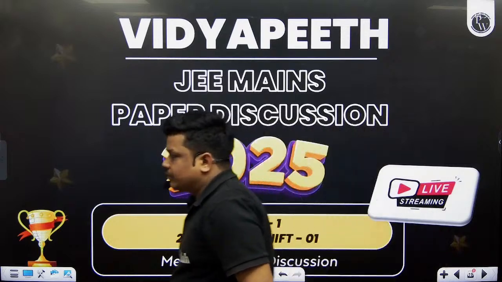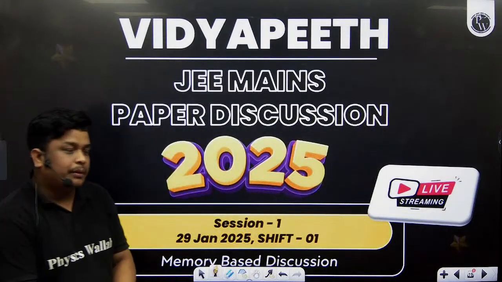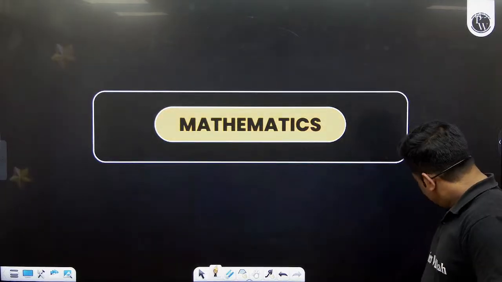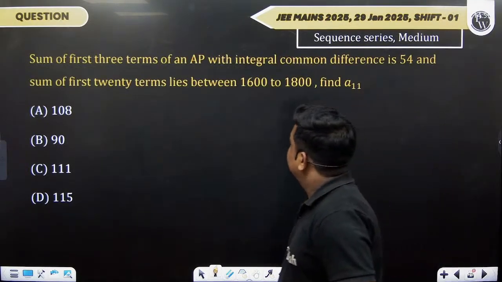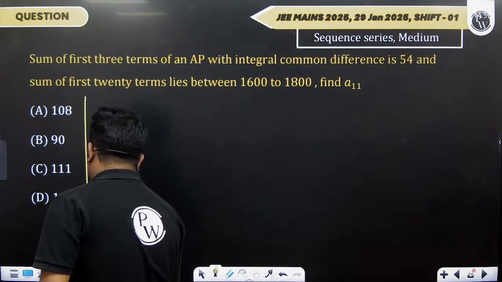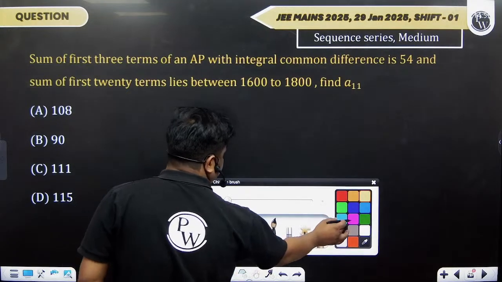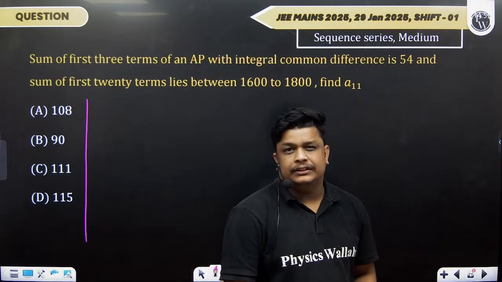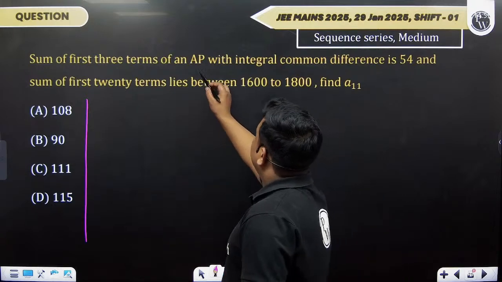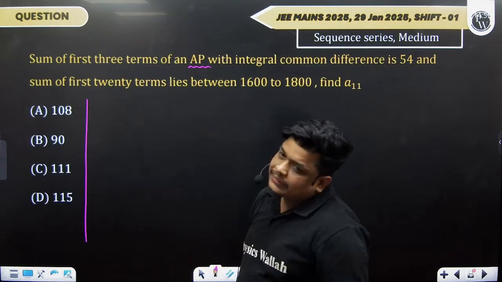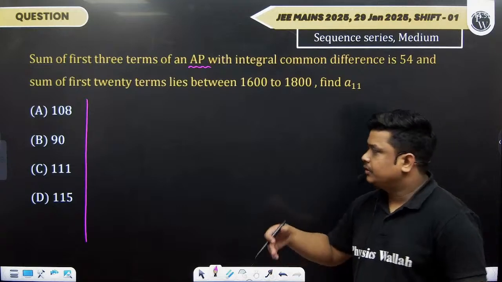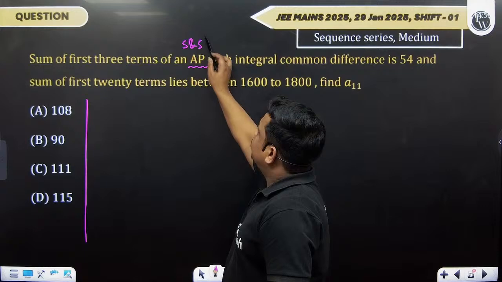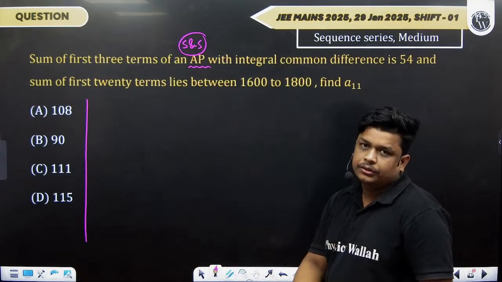Okay, students, we'll start with the math portion. The first question was this one. It's a question from sequence and series, mostly from arithmetic progression. Generally we are seeing that in this year's Mains examination, they're asking at least one question from sequence and series, which is a good thing.